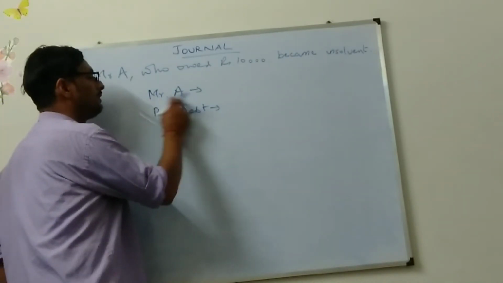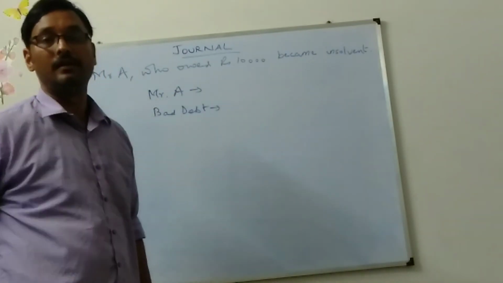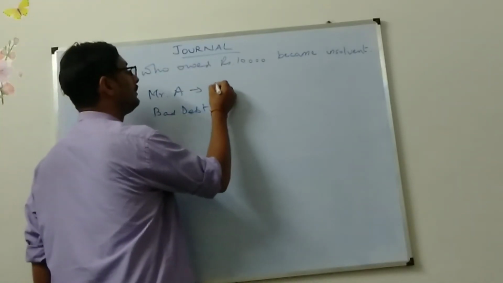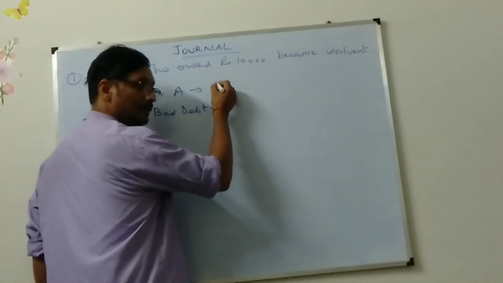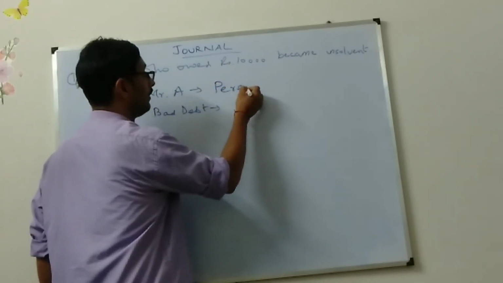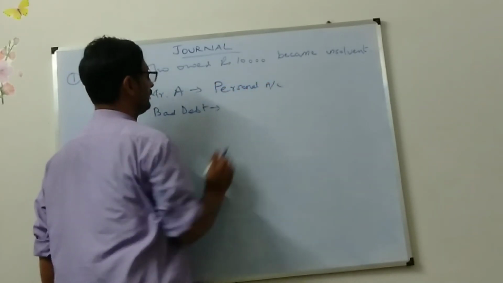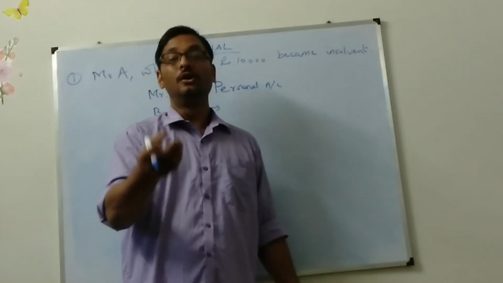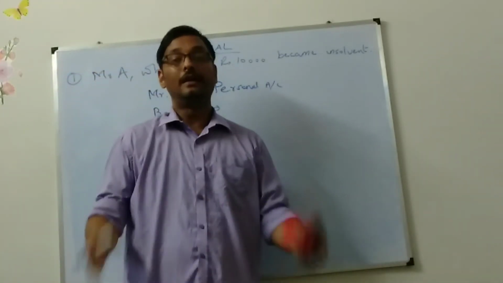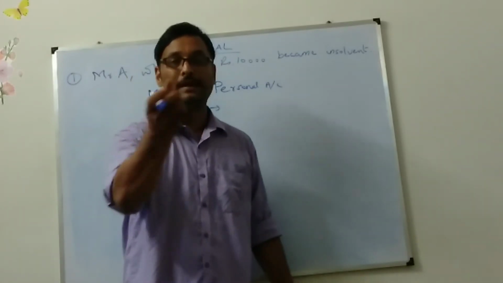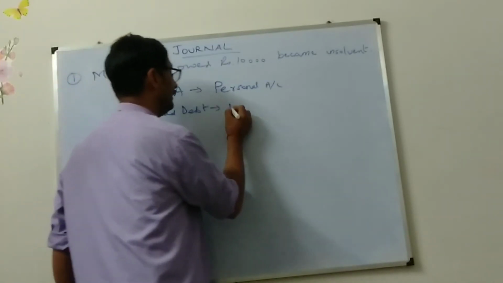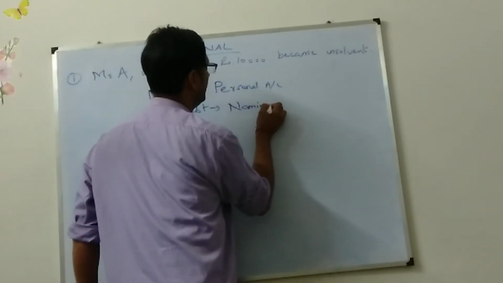So what is Mr. A? Mr. A is the name of the person. When a person's name is given, under which account will it be coming? Yes, personal account. And bad debt means it's a loss. You are supposed to get 10,000. Now you are not getting anything, not a single penny. It's a loss to you. The loss comes under nominal account.